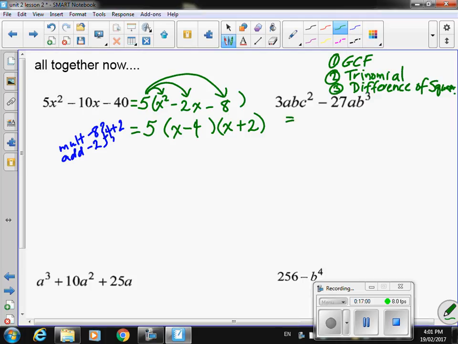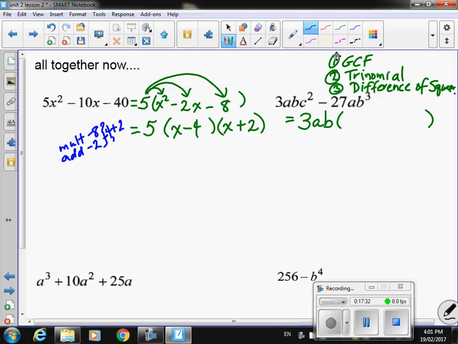For the second one, I'm considering, is there a greatest common factor for both of those terms? And there sure is. I'm going to think numbers first, A's, then B's, then C's. So for the numbers, a greatest common factor would be 3. For the A's, there's an A in each, so I could write A as part of the greatest common factor. There's a B in each, but there's a C in only one of them, so that would be my greatest common factor.